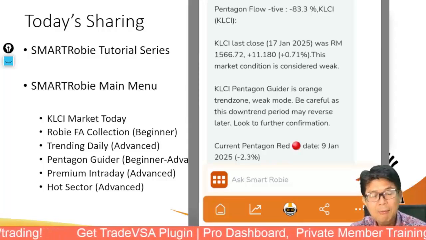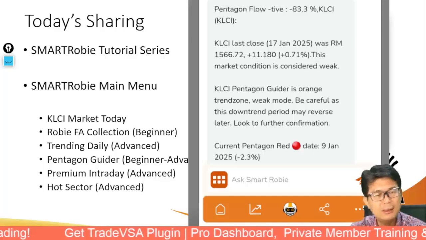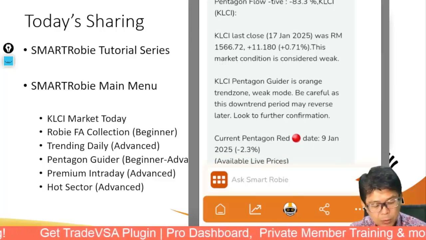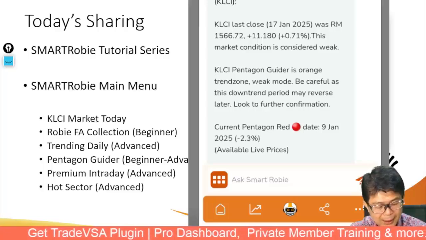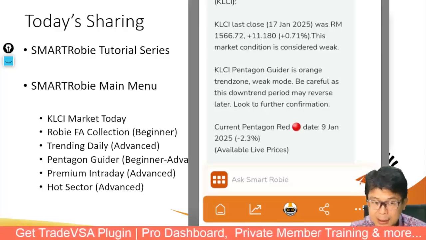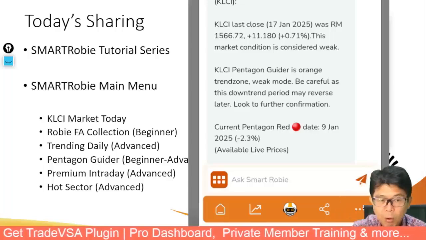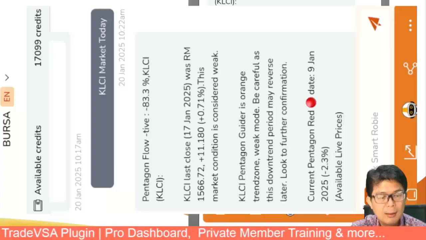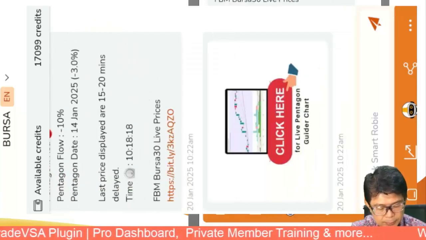So this is the information SmartRobie is telling you. The KLSE Pentagon now is orange trend zone, weak mode. Be careful as the upward trend may reverse later. Look for further confirmation. And we did see one, remember? There was down 4 days and another up 1 day. And this is what I mean. Okay, I'll just show you. Right, just have to click on.